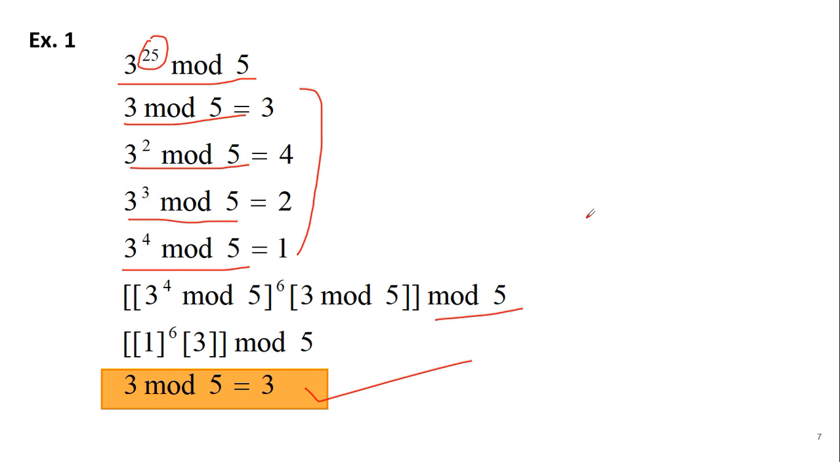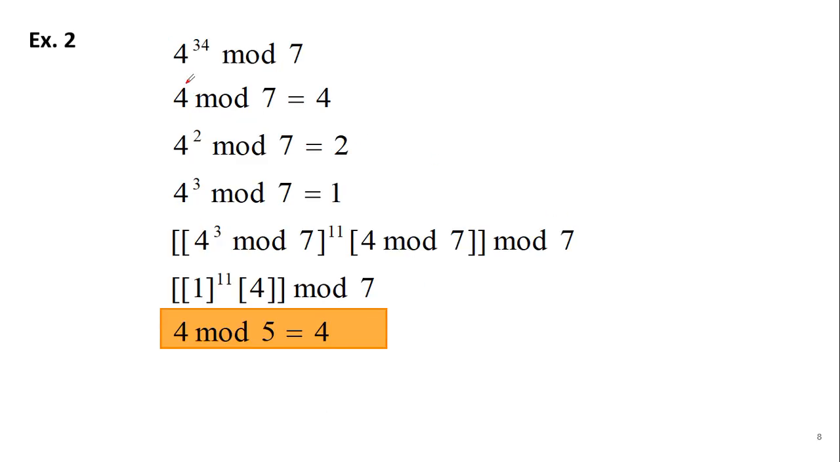Now we move to the next problem: 4 raised to 34 mod 7. First we try with the first power, then square, cube. Here we need to do trial and error to get the minimum value, maybe 1, 2, 3, depending on our exponent. Now here we are getting 1. 34 is there, so 3 into 11 is 33. So 4 raised to 3 mod 7, raised to 11, which is 33. We need one more 4 mod 7, and their entire mod 7. So this is 1 raised to 11, this is 4 mod 7, and 4 mod 7 is 4.